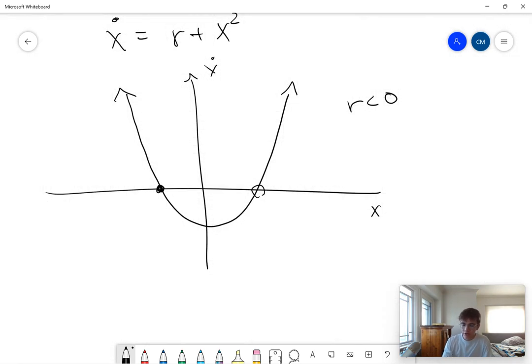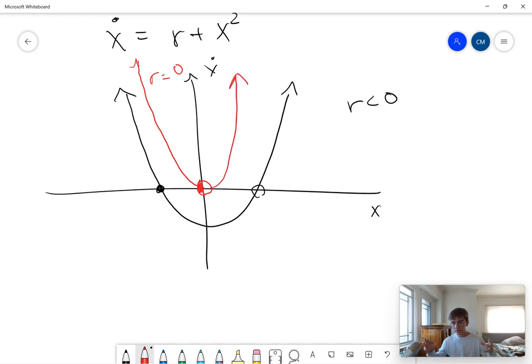Okay. So as I increase r, the parabola is going to shift up until it hits 0 precisely when r equals 0, in fact. When r equals 0, this parabola is going to intersect the x-axis like so, and the fixed points collide and become half stable. So we have a stable and an unstable point colliding, becoming half stable, and then when I further increase r, the fixed points are lost altogether, and the system just goes straight out to positive infinity.